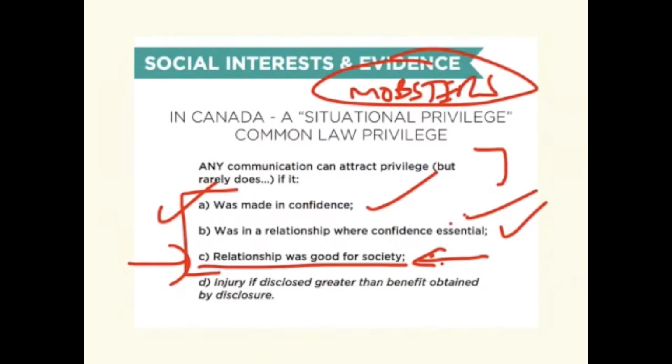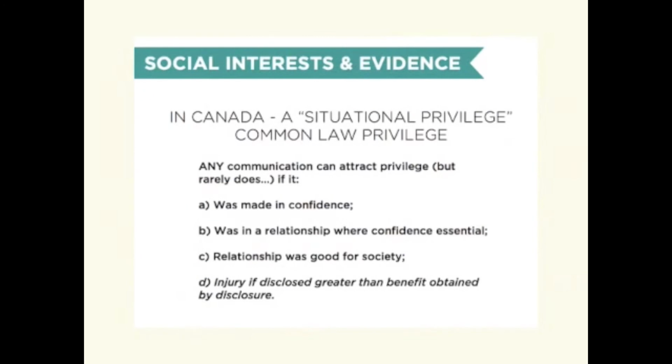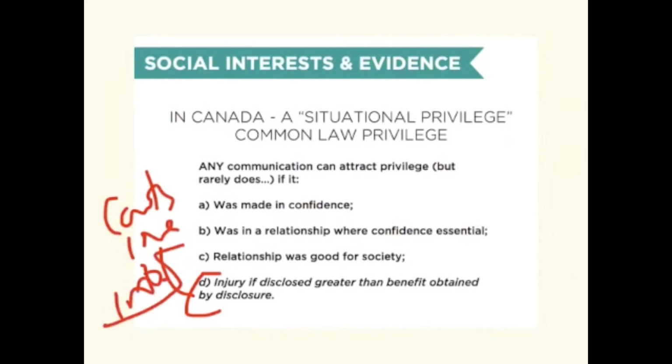But here's the real reason why this privilege is so rarely effective. The reason for that is because the injury has to be greater than the benefit obtained by disclosure. And as I've said to you many times in these capsules, courts love information. So if you have really good information, it's coming in. We have seen that time and time again with the situational privilege. Essentially, the more important the information is to the case, the more likely it is to be disclosed, no matter how important the relationship is, because very few relationships are deemed to be that essential.